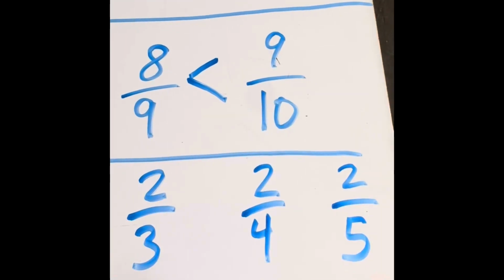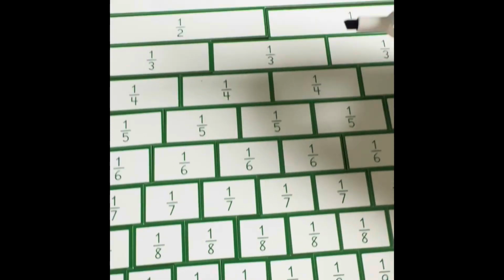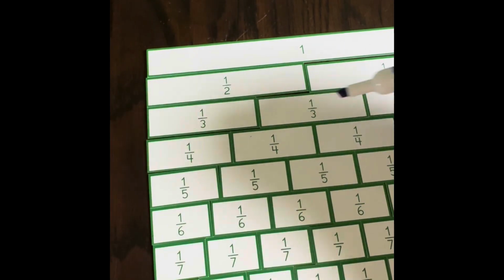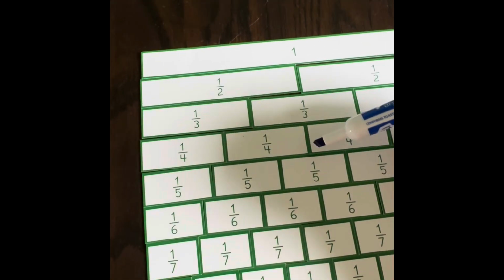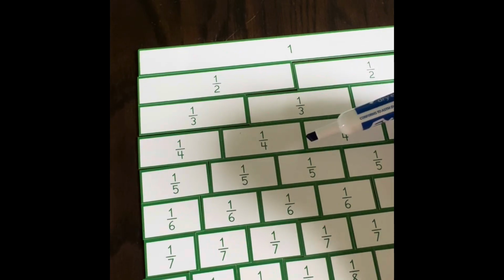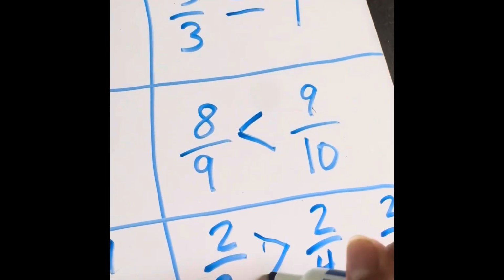Now over here we have 2/3, 2/4, and 2/5. Again, let's see. We have 2/3, and then here we have 2/4. 2/3 is greater than 2/4, and 2/4 is greater than 2/5. That was easy.